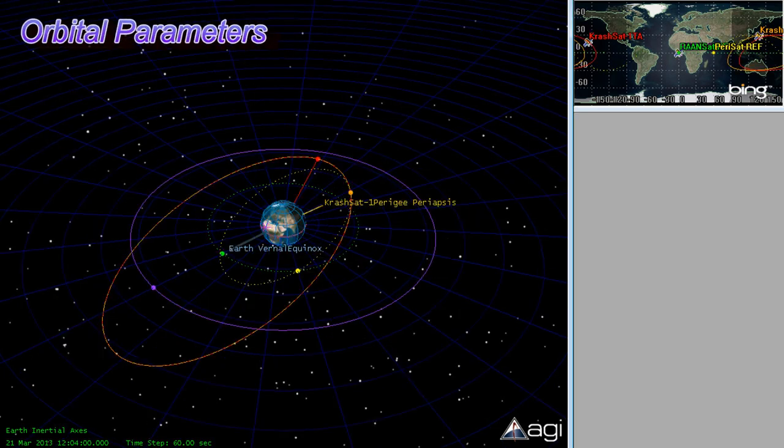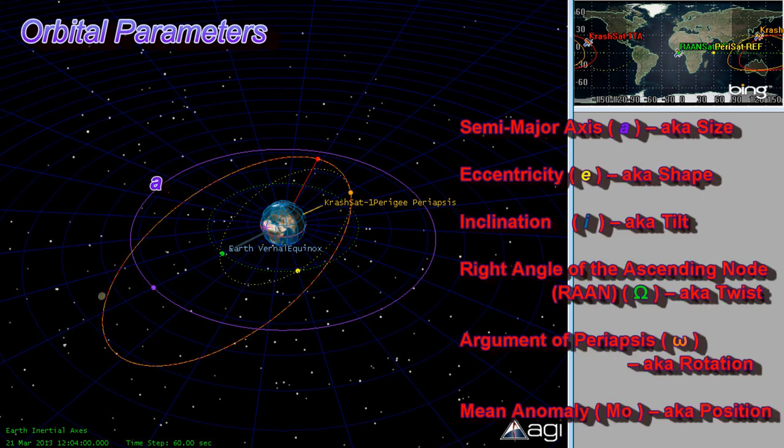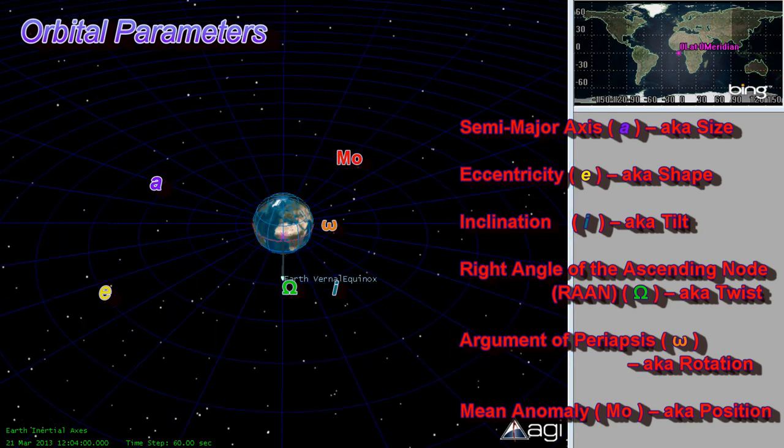So we have six parameters that we can use to describe a unique orbit. That is its size or semi-major axis, its shape or eccentricity, its tilt or inclination, the twist or right ascension of the ascending node, and the rotation or argument of perigee, and mean anomaly.